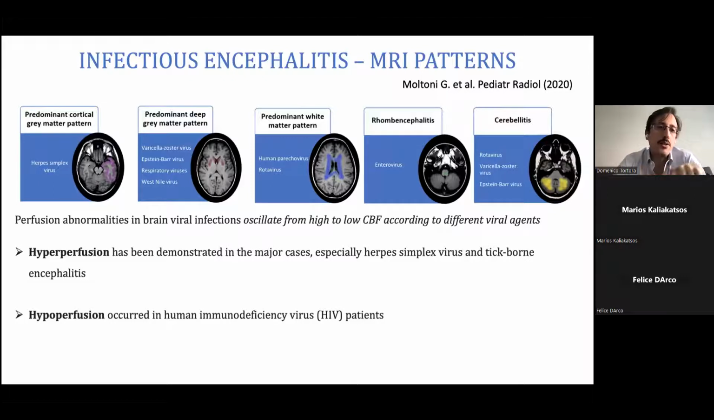For example, in the literature, you can find that hyperperfusion, which is probably the most frequent pattern, is more frequent, for example, in herpes simplex virus-related encephalitis or in tick-borne encephalitis, while hypoperfusion is more frequent in patients with HIV encephalitis.